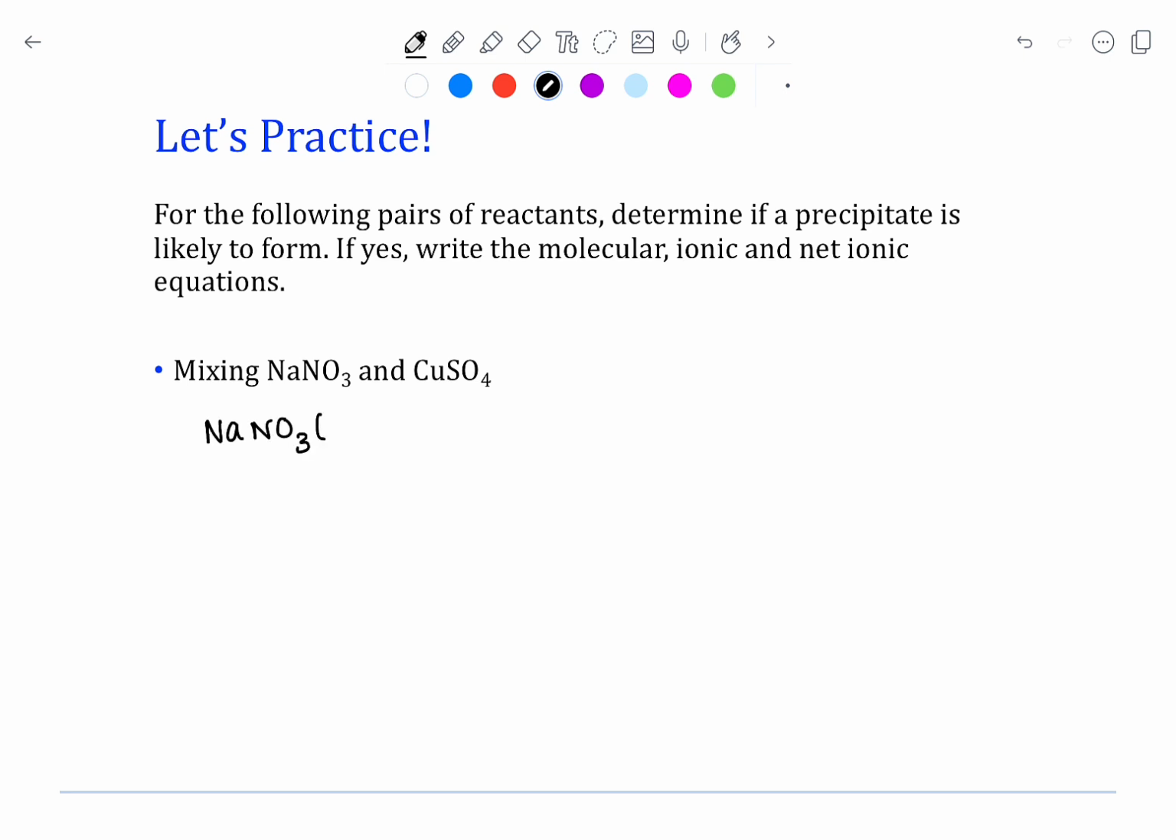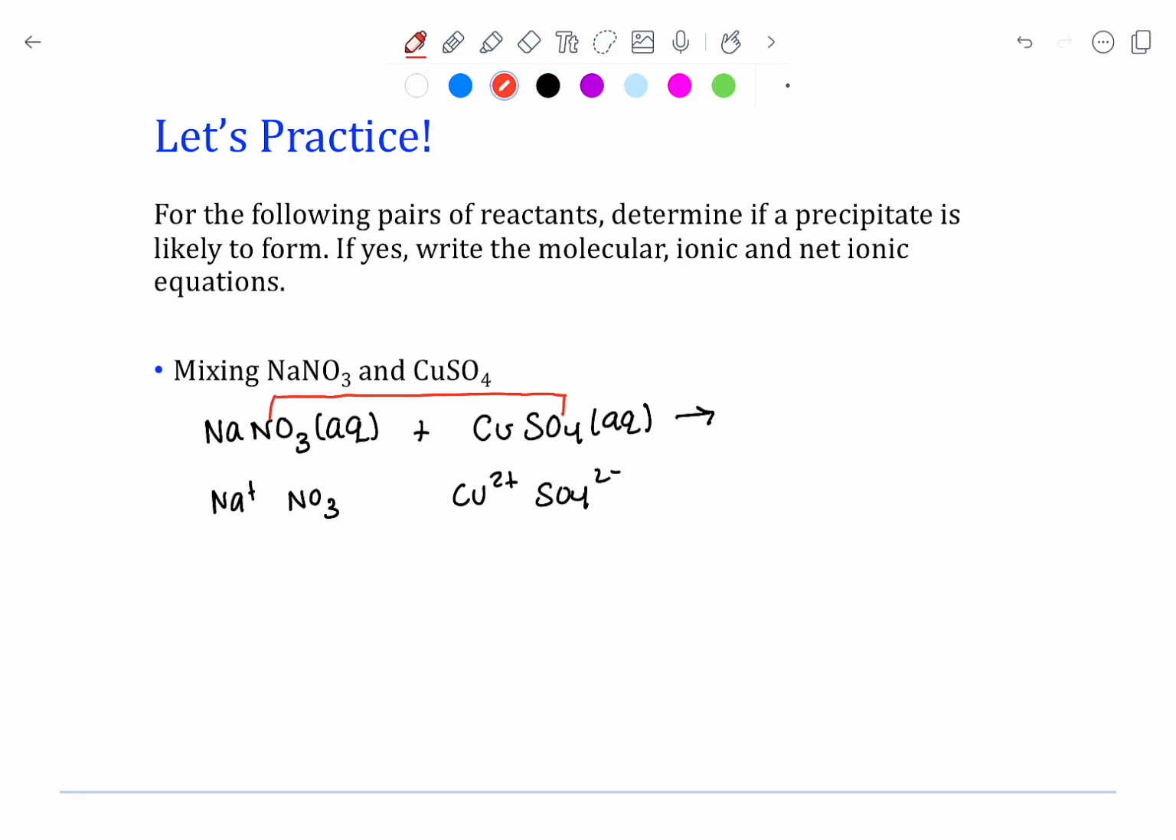NaNO3, which is aqueous. We react it with copper 2 sulfate, CuSO4, which is also aqueous. And we are going to form our products. So we're going to take our anions and switch them. What does that look like? Well, we have Na+, NO3-, Cu2+, SO4 2-. I'm taking sodium and it's going with sulfate, and copper is going with nitrate.